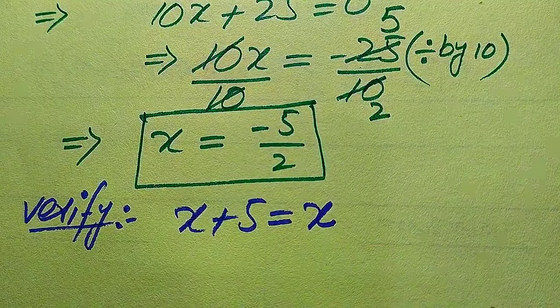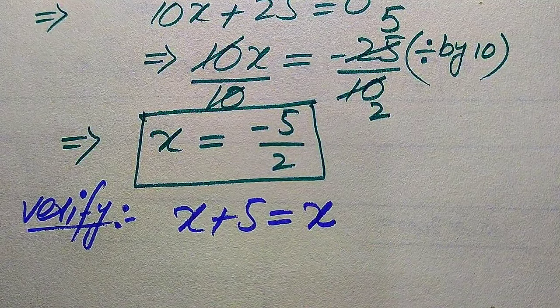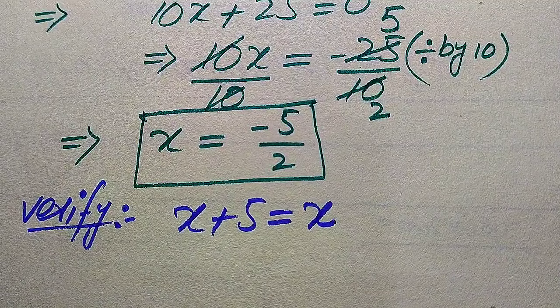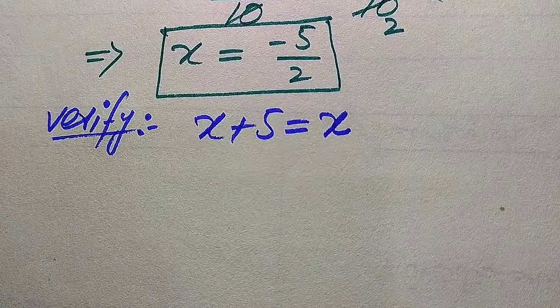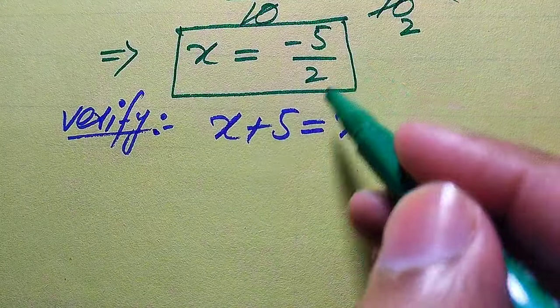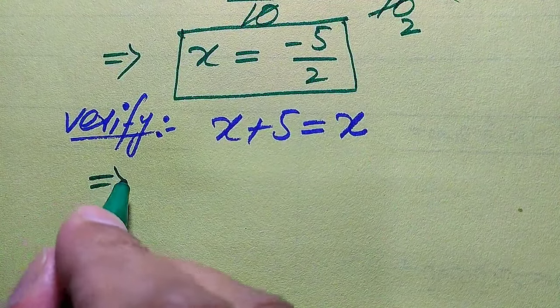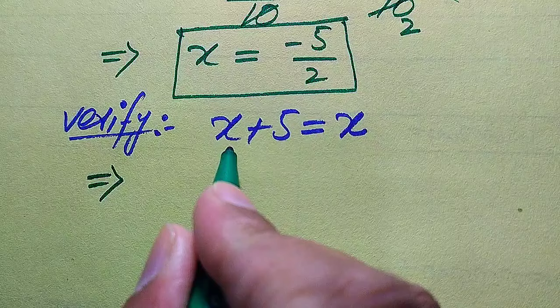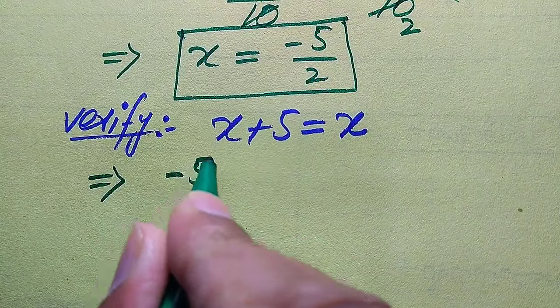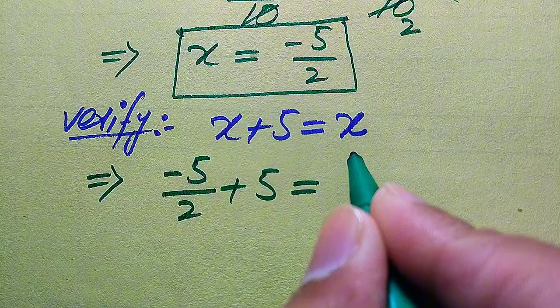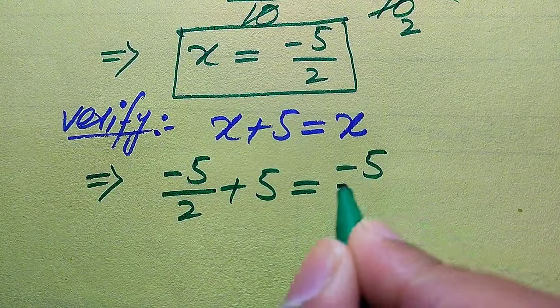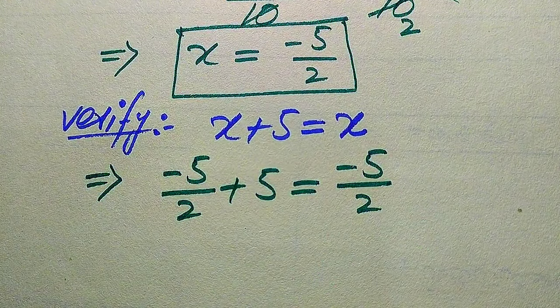So for verification of this value we need to copy down the given question statement here, and our given question statement is x plus 5 is equal to x. And on both sides we need to substitute the value of x equals minus 5 over 2. So when we put this value, it will be written as minus 5 over 2 plus 5 equals minus 5 over 2, where x is minus 5 over 2.